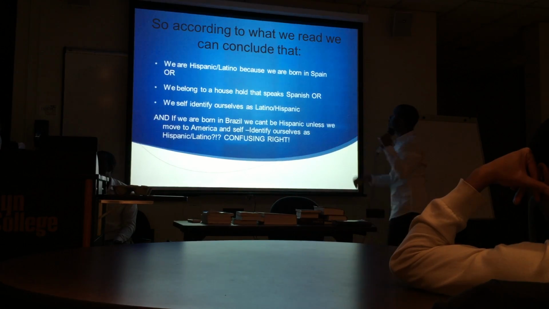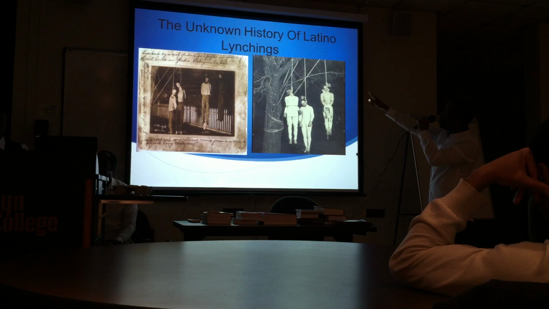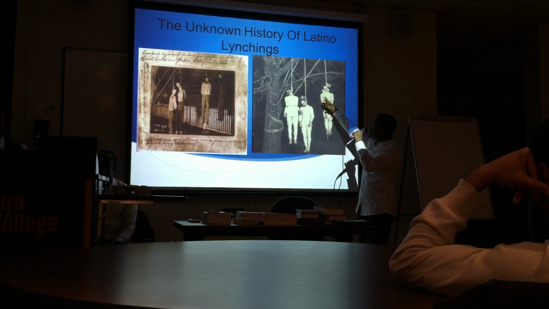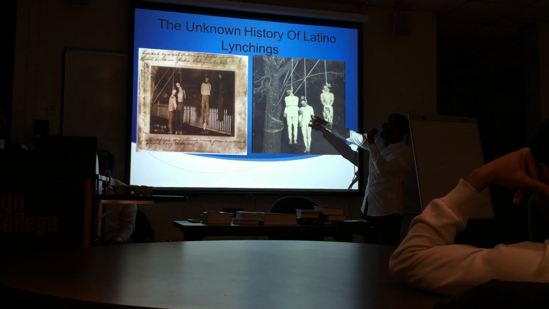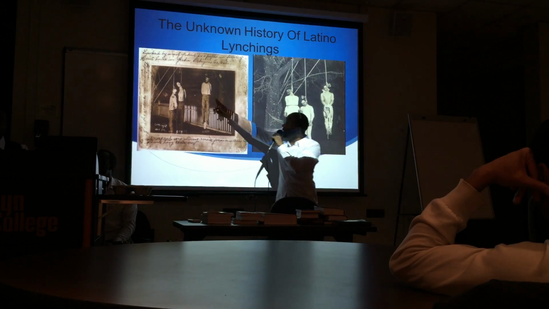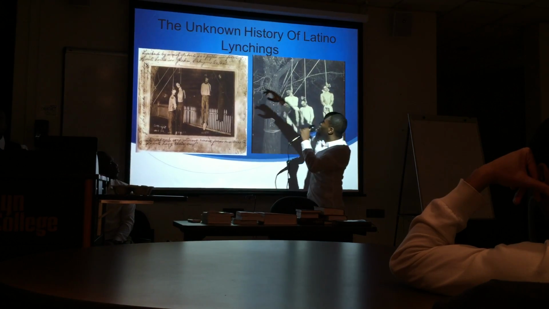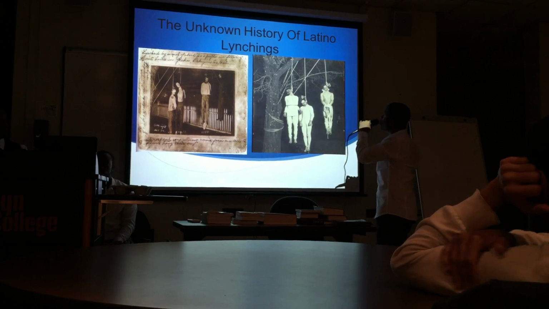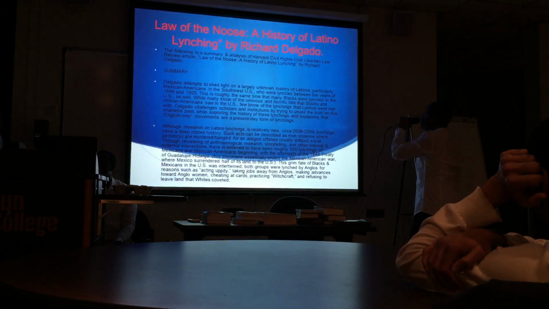Next slide. The unknown history of Latino lynchings. As you see here, obviously these brothers look pale. You might think they look Caucasian, but they're actually Puerto Ricans here getting hung. These are your Mexicans here getting hung because this is more of a darker picture. So this is the unknown history of Latino lynchings. Let's go to the next slide.